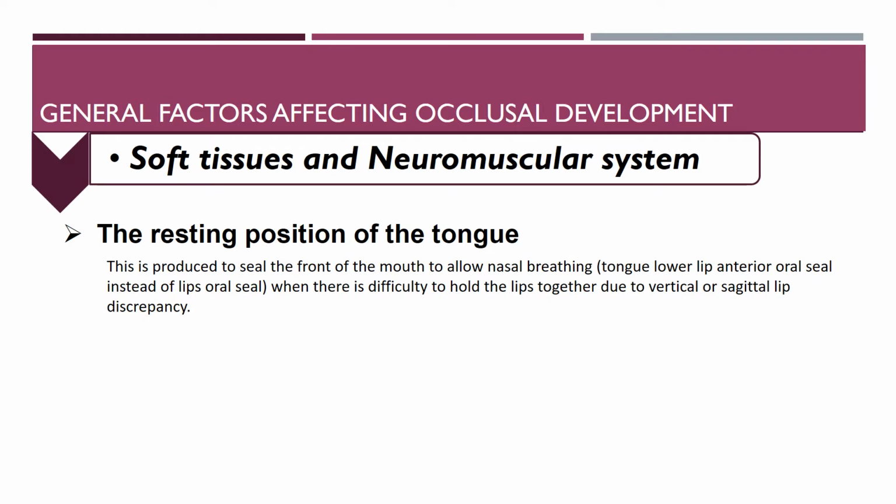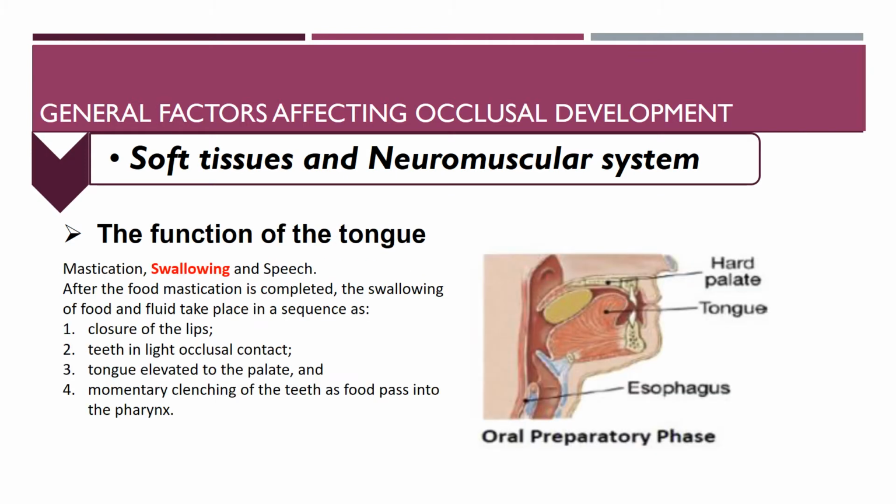The function of the tongue is concerned with mastication, swallowing, and speech. Its effect on the dentition is mostly related to swallowing. After food mastication is completed, the swallowing of food and fluid takes place in a sequence as follows. First of all, there is closure of the lips, followed by teeth in light occlusal contact, the tongue elevated to the palate, and finally there is a momentary clenching of the teeth as food passes into the pharynx.